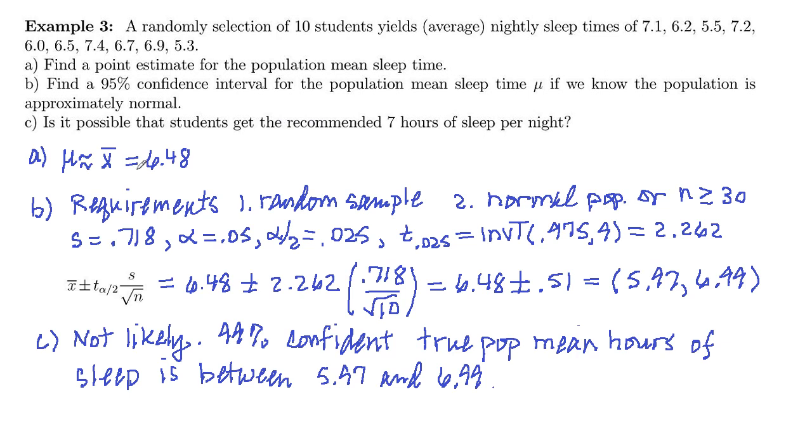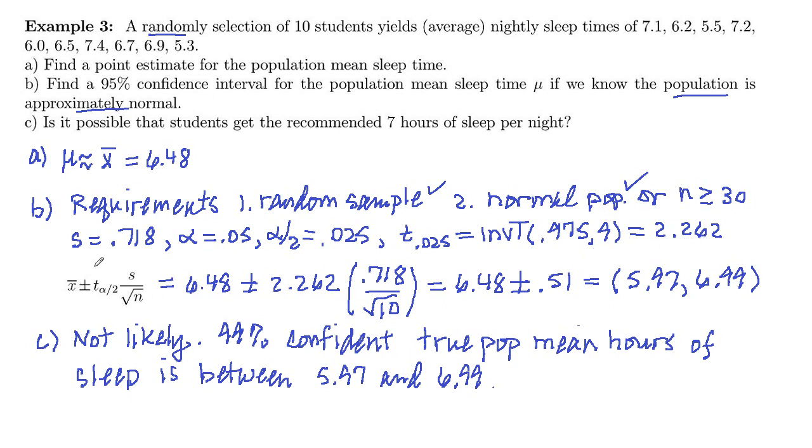So I entered the data into a list in the calculator, did one variable stats, and got our point estimate, which is x bar 6.48. The requirements for the test are that we have a random sample, randomly selected here, and that is satisfied. Normal population or n greater than 30. Well, our sample size is only 10. However, here we know the population is approximately normal, so that one is satisfied. The s value I got from one variable stats, sample standard deviation, is 0.718. My t value, inverse t of 0.975, 9, is 2.262.